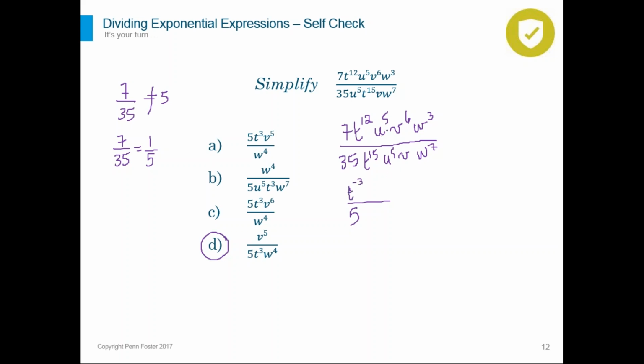u and u, fifth to the fifth, so that will cancel out because eventually I'm going to have u to the 0, which is 1. And then 6 minus 1 is 5, so v to the fifth. And then w to the third and w to the seventh. 3 minus 7 is negative 4, so w to the negative 4. Well, I have negative exponents. This is not the final answer, so I should rewrite it as v to the fifth over 5, t to the third, w to the fourth. That is the final answer.